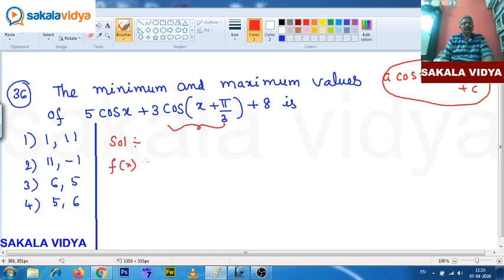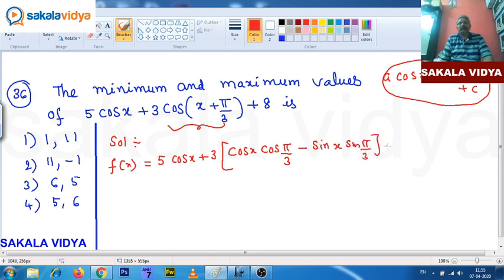Say f of x is equal to 5 cos x plus 3 times cos of a plus b formula, cos a cos x, cos b cos pi by 3, minus sin a sin x sin pi by 3, plus 8. After prior simplification, we need to apply the formula. The formula you know: c minus root of a square plus b square, c plus root of a square plus b square. This we need to apply.